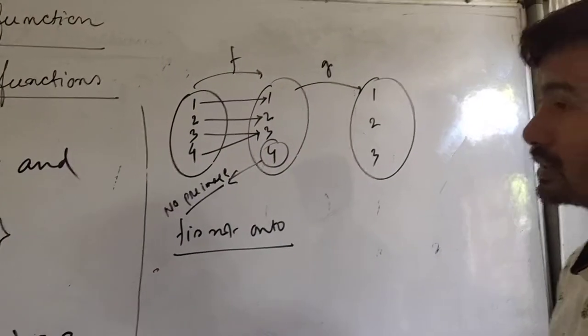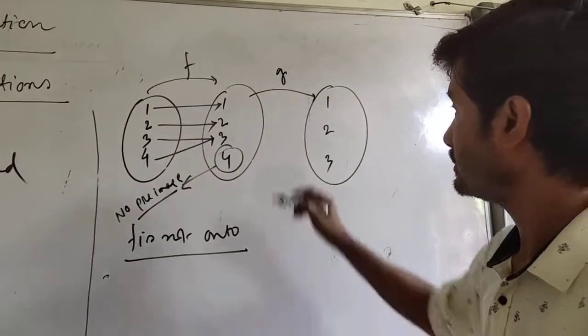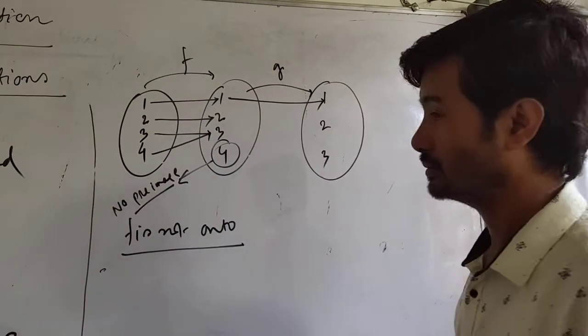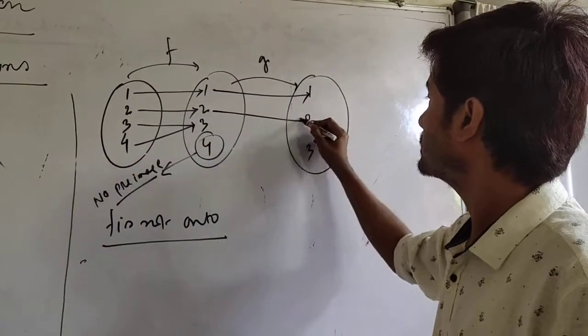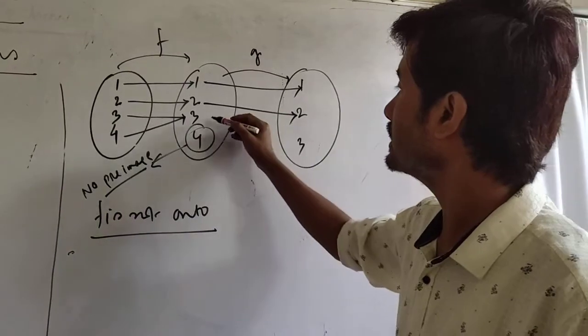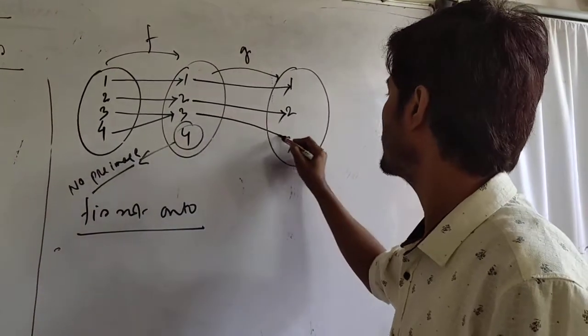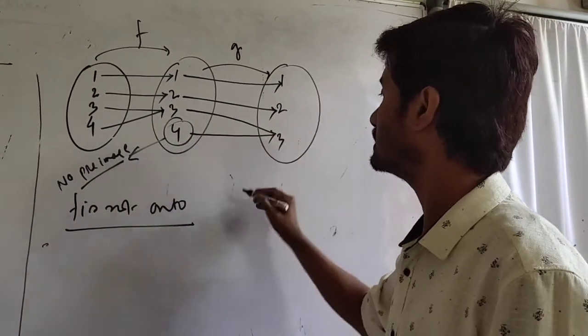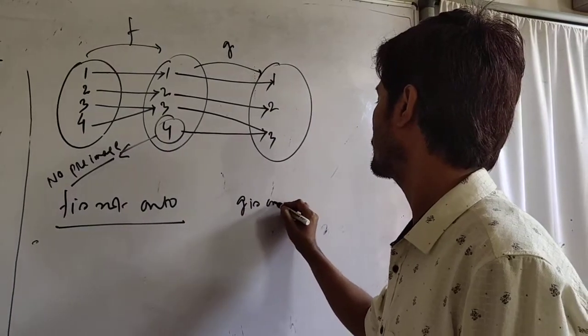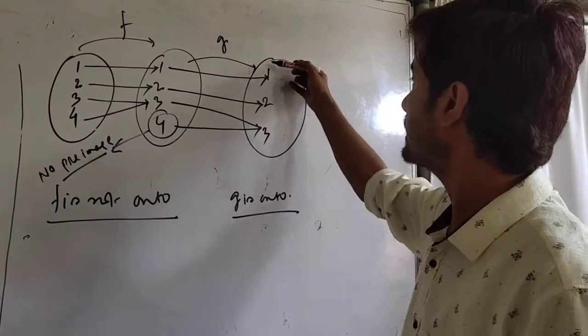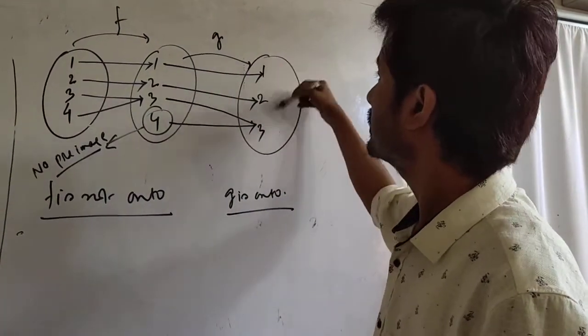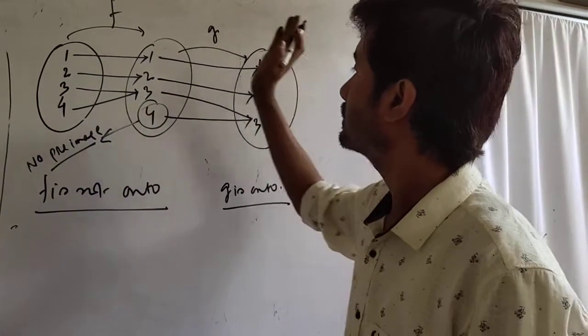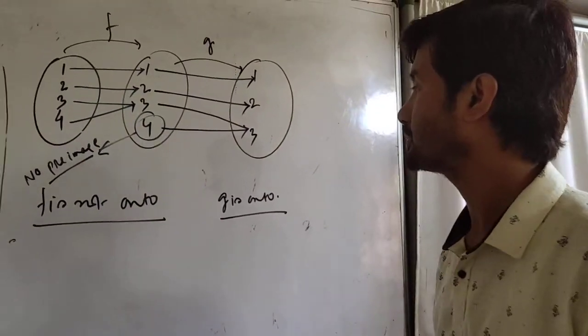Again take function Z. For this function Z the definition is: image of 1 is 1, image of 2 is 2, and these two elements 3 and 4 have the same image, which is 3. That is, Z is onto. Why onto? Because every element in the codomain, which is 1 to 3, has pre-images in the domain of Z.